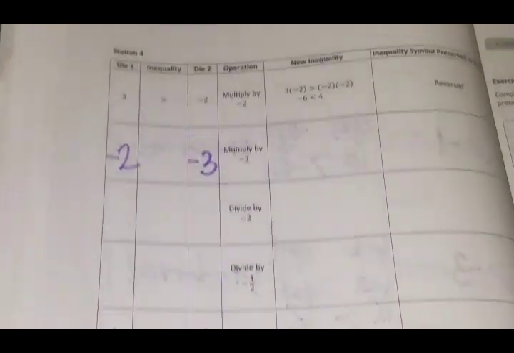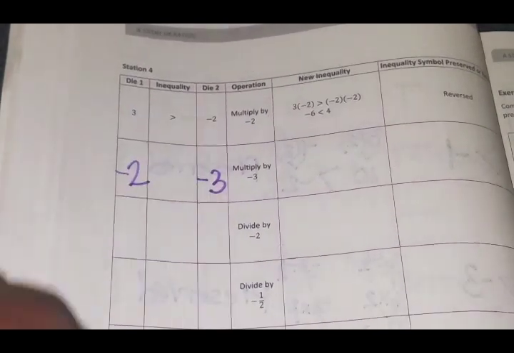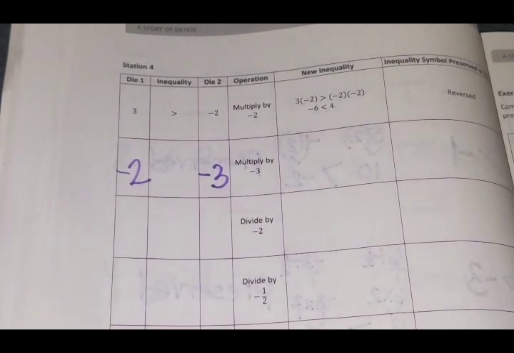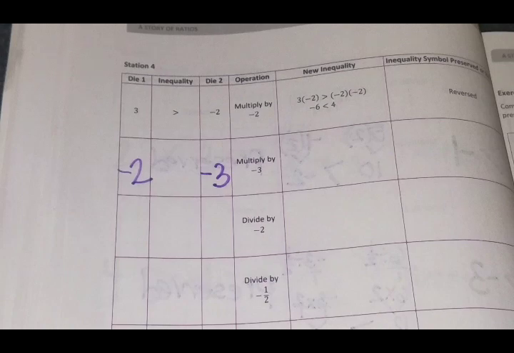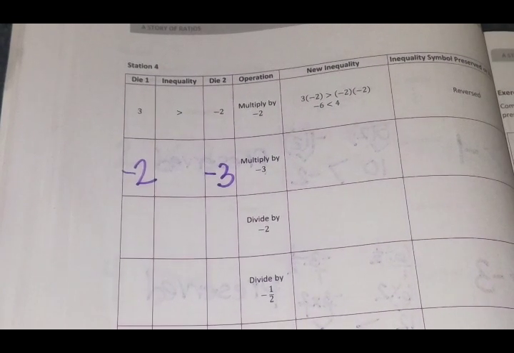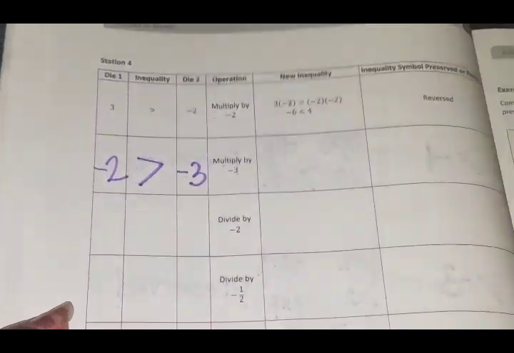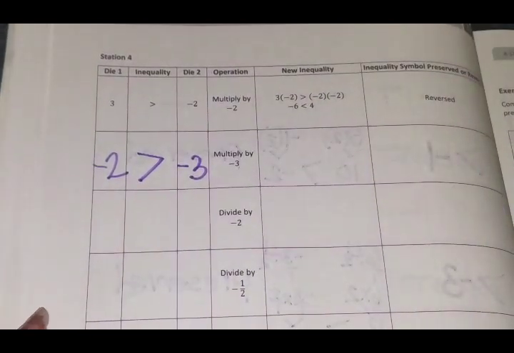Okay, so let's go up to the top for station 4. It looks like we're multiplying and dividing by some negatives here. And let's try to predict what will happen. Okay, let's see what's going to happen. So which one's larger, -2 or -3? If you said -2, that's the larger number, of course. So -2 is greater than -3.